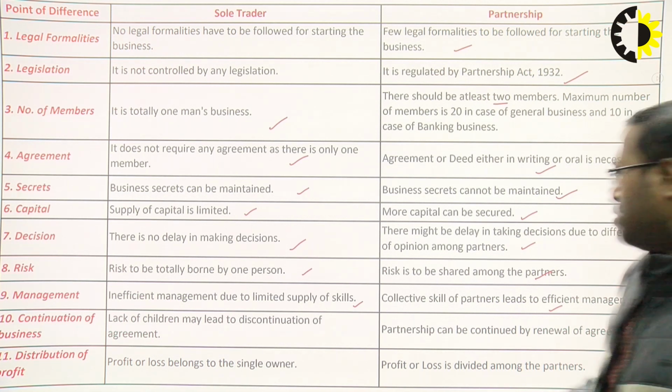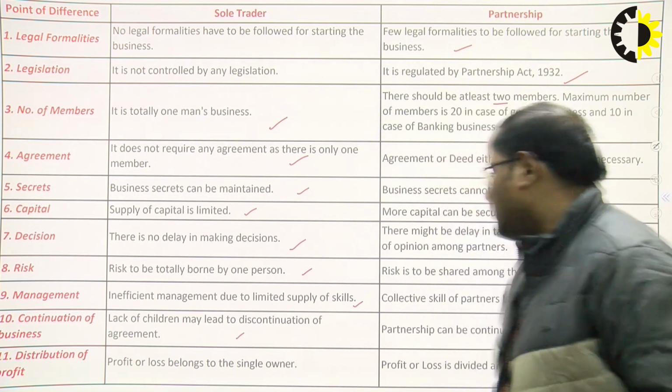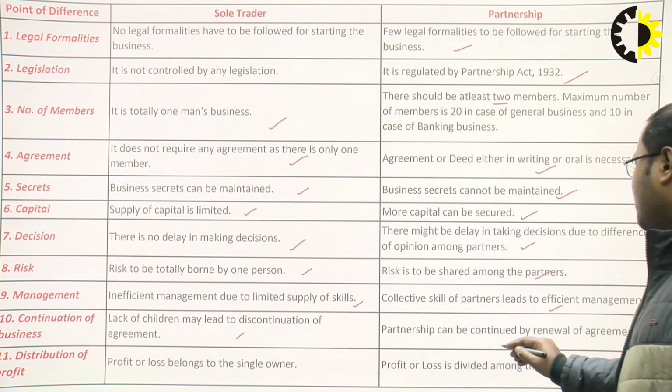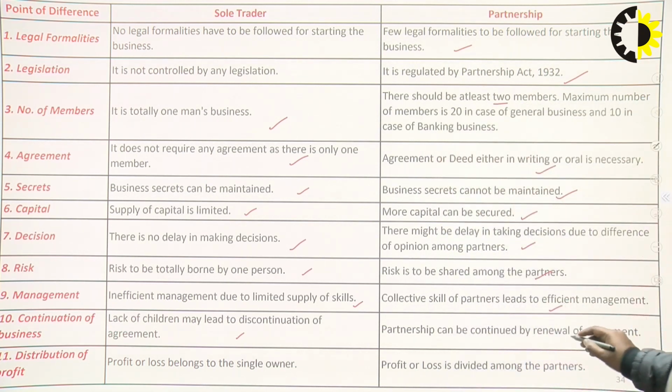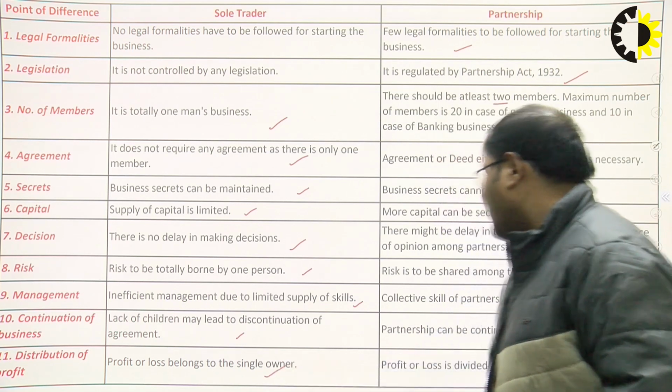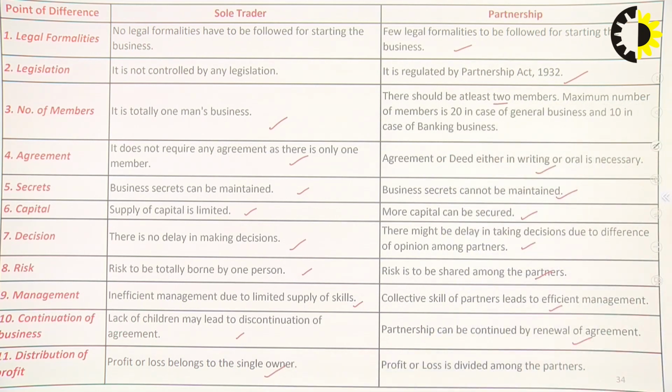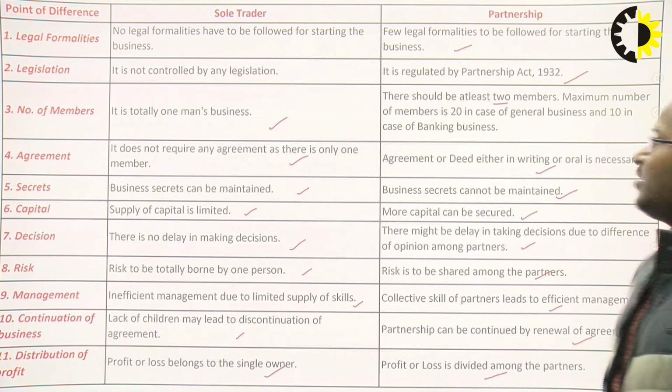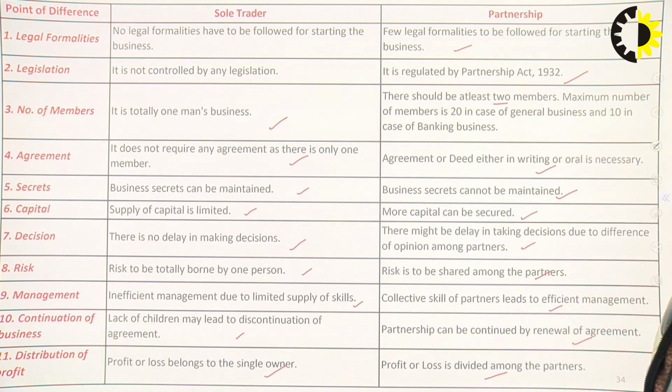Continuation of business: in a sole trade, lack of successors may lead to discontinuation of the business, but in case of partnership, it is continued by the renewal of the agreement. Distribution of profit: profit or loss belongs to the single owner in a sole trade, but in case of partnership, profit or loss is divided among the partners. These are the main differences between the sole trader and partnership.